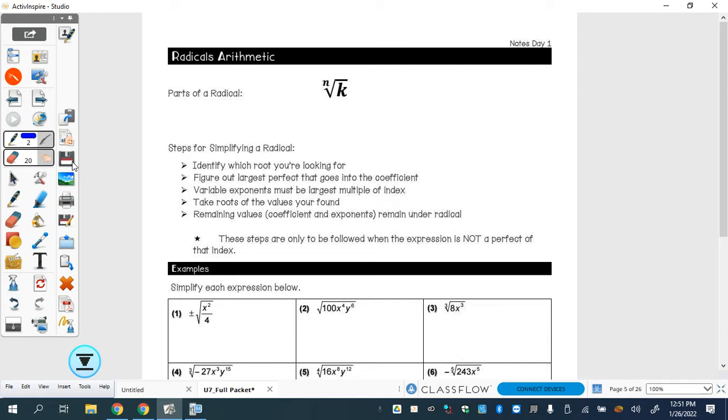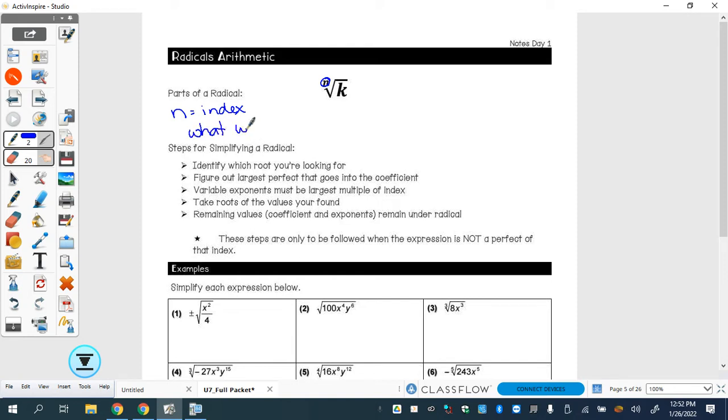So let's get to it. Looking at the parts of our radicals, first we have this little letter right here, which is n. n is what we refer to as our index. n is a little subscript number, a little tiny number, kind of like an exponent, written smaller. When we get into sequences and series, we'll see a lot more subscripts as well.